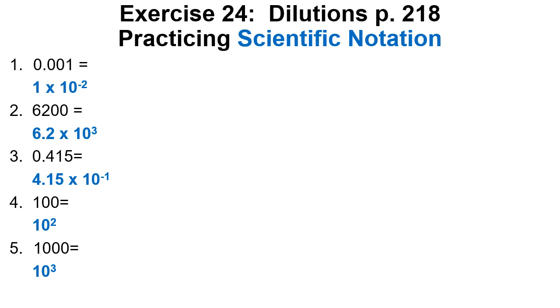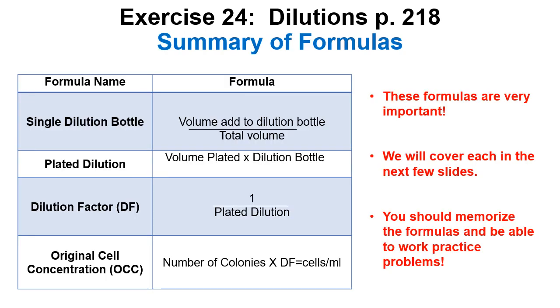So now that you understand scientific notation, we're going to start making the dilutions. This is the first part in the process of diluting a nice cloudy sample. On page 218, there's a summary of all the formulas. These formulas are very important. There are 4 formulas. If you do not understand the formulas as we progress, go back and watch the additional resources or contact your instructor for additional questions.